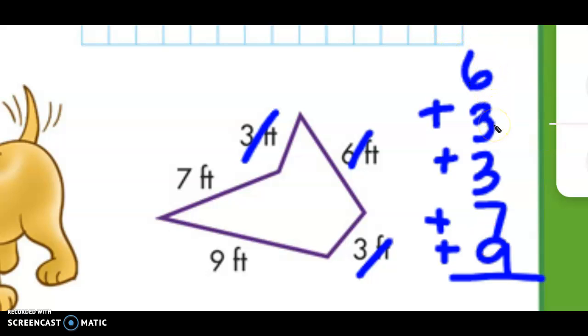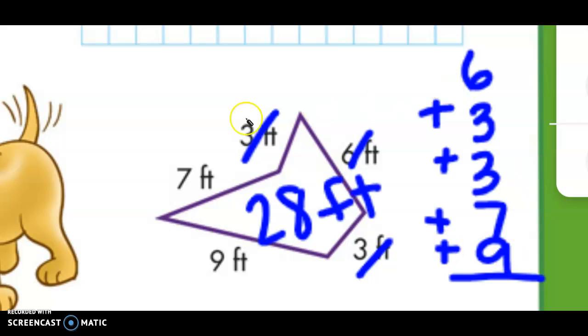6 plus 3 more makes 9. 9 and 3 more makes 12. 12 and 7 more makes 19. 19 and 9 more makes 28. So this one has a perimeter of 28 feet. It's a little bit of an odd shape too.